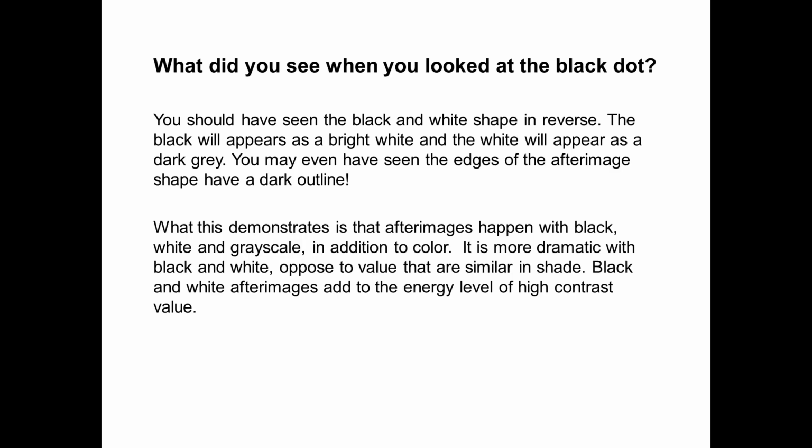What did you see when you looked at the black dot? You should have seen the black and white shape that you stared at in reverse. The black will appear to be a bright white, and the white will appear to be a dark gray. You may even have seen the edges of the after image shape have a dark outline. Doesn't happen for everybody, but it does for some.